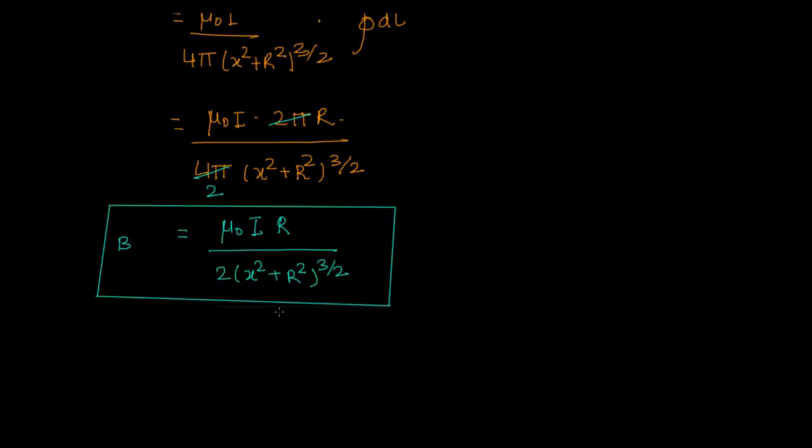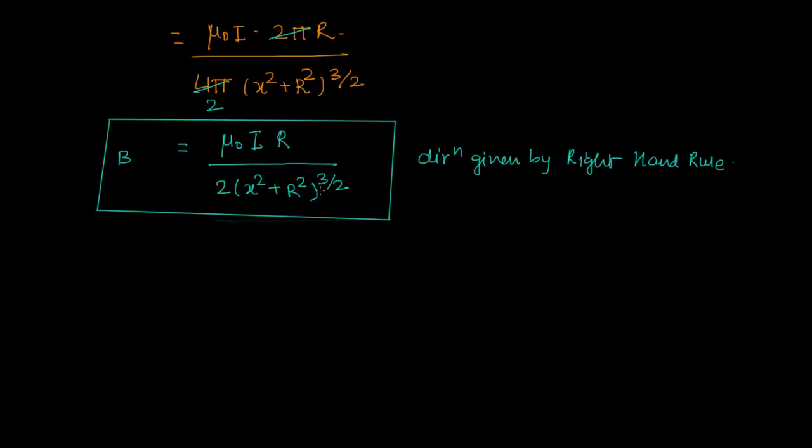So it is mu naught I upon this, and the direction is given by the right hand rule. I had told you there are so many right hand rules, and it's not the same one, right? Not the same original one. So that is the direction, because B is a vector quantity, the direction has to be specified. Without that, it is incomplete.